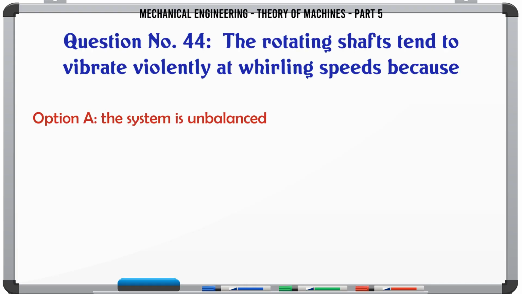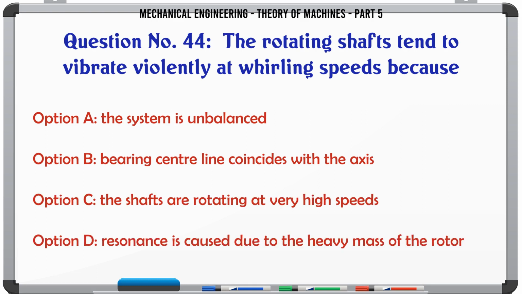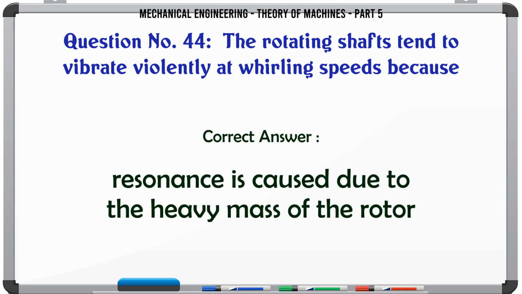The rotating shafts tend to vibrate violently at whirling speeds because A. The centre of gravity of the system is unbalanced. B. Bearing center line coincides with the axis. C. The shafts are rotating at very high speeds. D. Resonance is caused due to the heavy mass of the rotor. The correct answer is resonance is caused due to the heavy mass of the rotor.